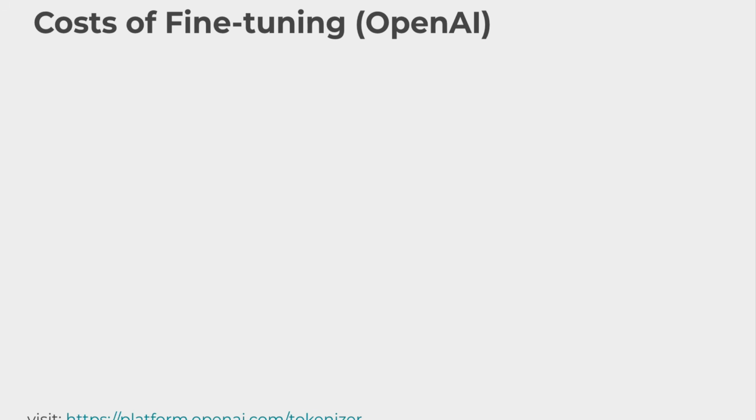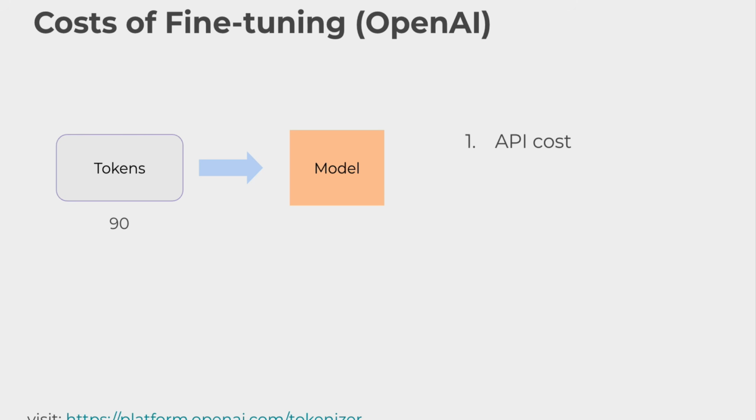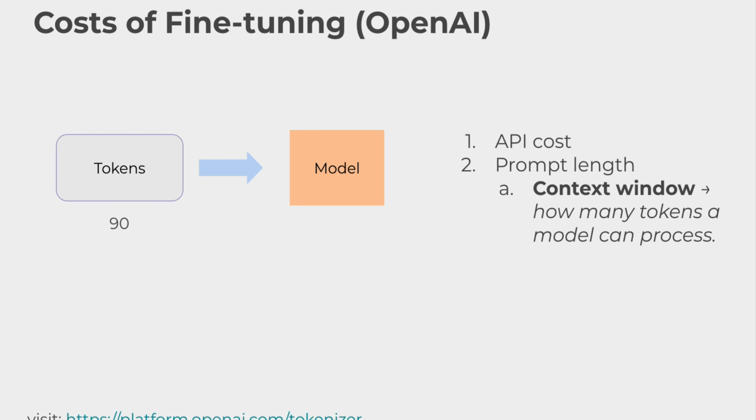Okay, so let's go ahead and continue with the cost of fine-tuning using OpenAI. The whole concept is that we have tokens. For instance, we have 90 tokens. That is going to go through the model, and then we are going to have API costs, and it's going to look at the prompt length and also the context window, which is how many tokens a model can process.